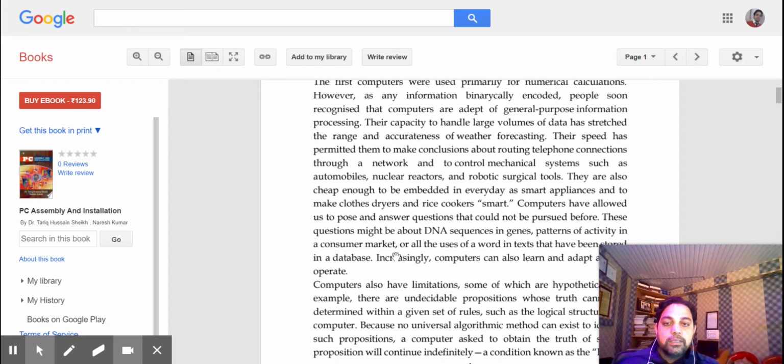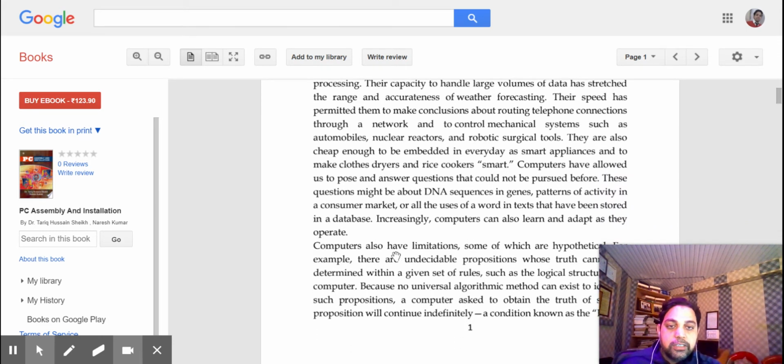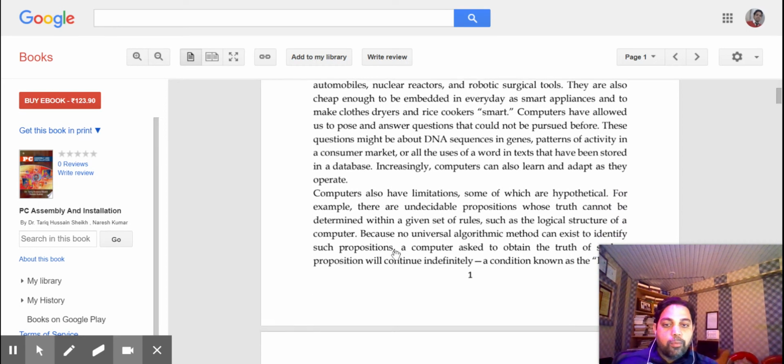They are also cheap enough to be embedded in everyday smart appliances and to make clothes dryers and rice cookers smart. Computers have allowed us to pose and answer questions that could not be pursued before. These questions might be about DNA sequences in genes, patterns of activity in a customer market, or all the uses of words in text that have been stored in a database. Increasingly, computers can also learn and adapt as they operate.